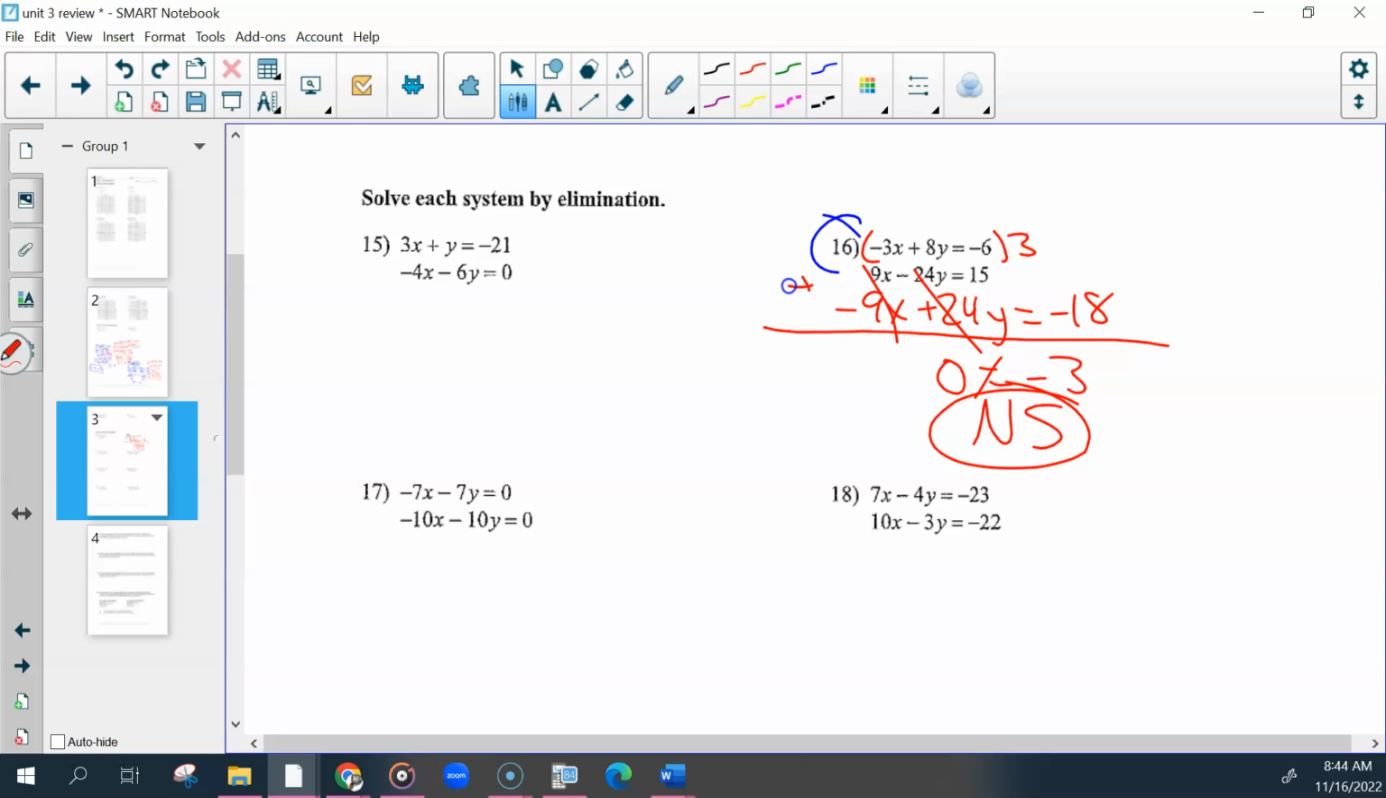So if your variables cancel with substitution or elimination and you're left with two different numbers, no solution. If your variables cancel with either of those and you're left with the same number, infinitely many.